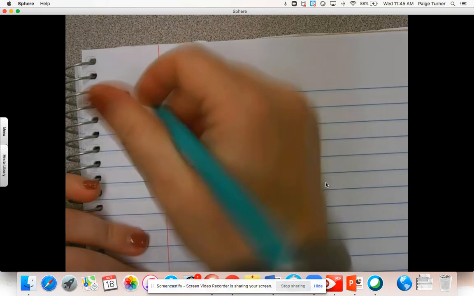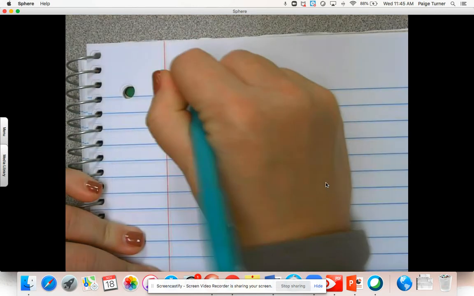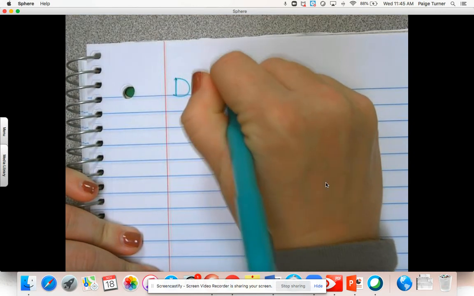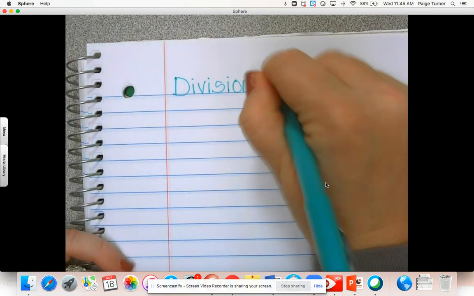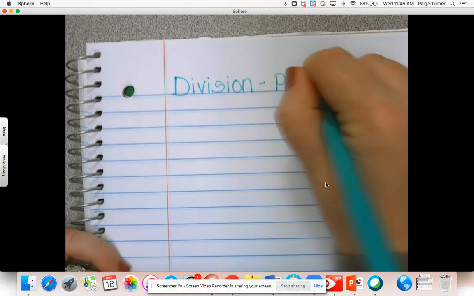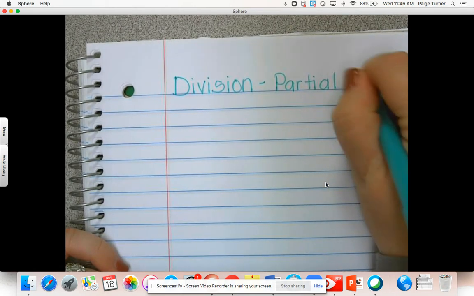And why do we call it partial quotient? Well, the quotient is what we call the answer to a division problem. And we're going to use a strategy here that will show us part of the quotient, and we'll put all those parts together so that we have the final quotient. All right, so up here at the top of your notebook page, this is division. And the strategy that I'm going to show you is called partial quotients.